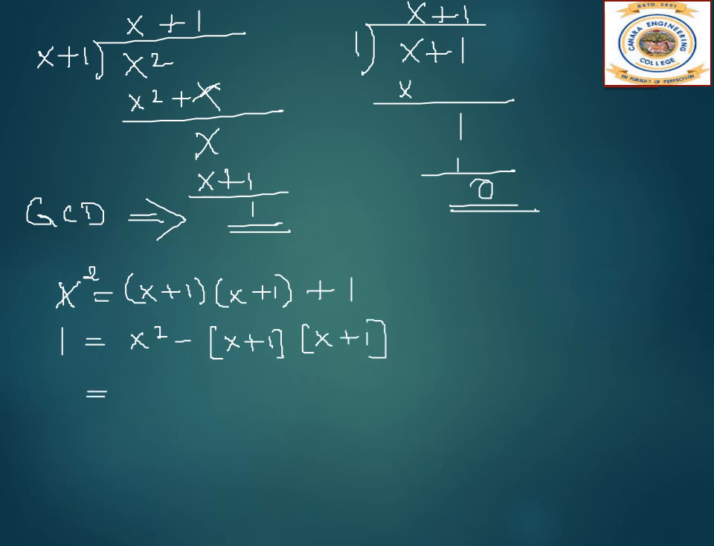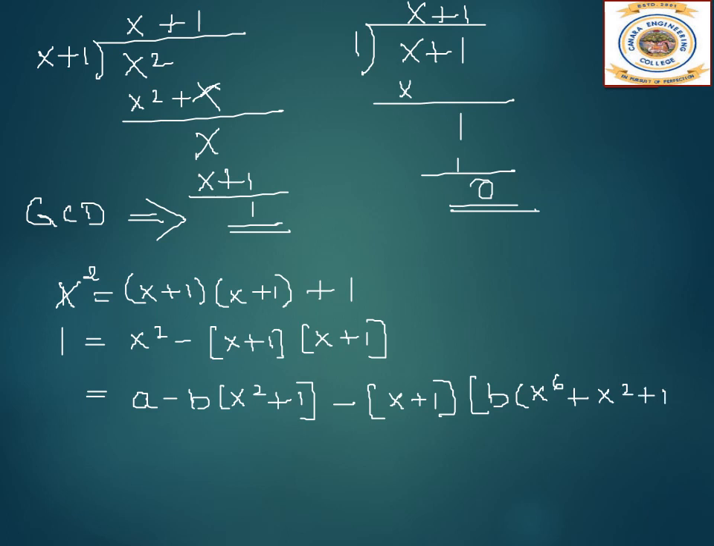So from the previous stages we know what is x square, we know what is x plus 1. So what is x square? We got x square as a minus b into x square plus 1. And what is x plus 1? That we just got in the previous stage. So that we got it as b into x power 6 plus x square plus 1 minus a into x power 4 plus x square. Now let us just open up the brackets and simplify, and let us see what answer we are going to get.